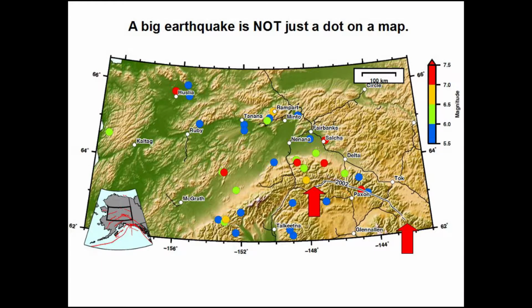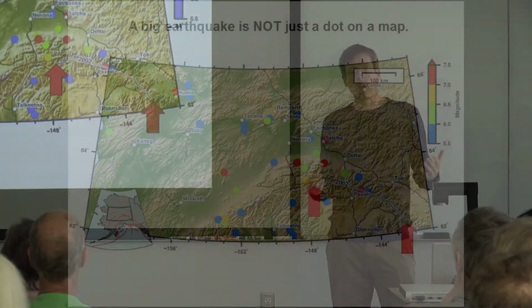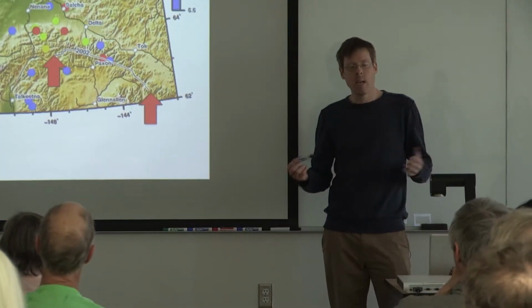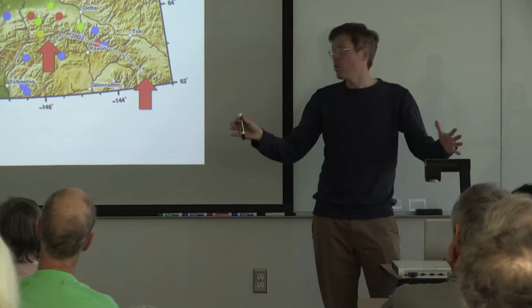So I want to point out, if we go back and forth here, another takeaway. See the arrows? Okay, the point here is an earthquake is not just a dot on a map. I'm talking about earthquakes that are big. And when we talk about large earthquakes, it's not, here's a point and waves go outward.